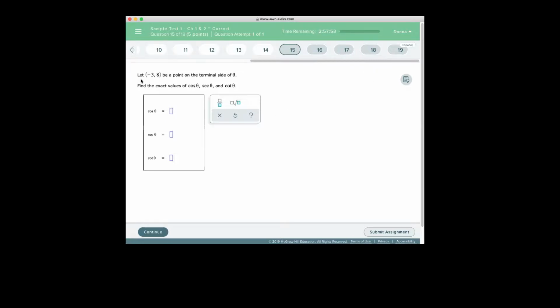In this example, we have (-3, 8) as a point on the terminal side of theta, and we're to find the exact values of cosecant, secant, and cotangent. I believe I did do this one in class, but I'll go ahead and start here anyway.